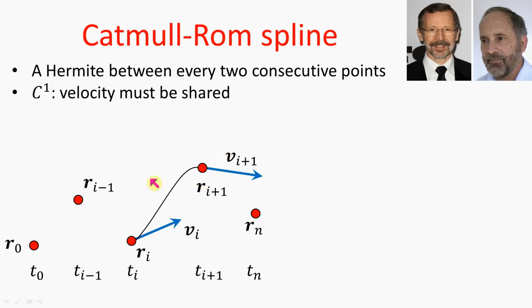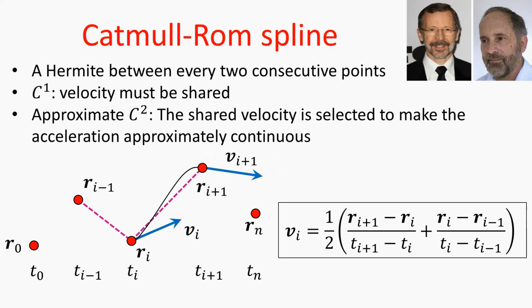To step even further, we want to have at least approximately C2 continuity. That is, the continuity of even the second derivative. C2 continuity is approximately guaranteed by the Catmull-Rom spline with a clever heuristic. We can use arbitrary velocity vectors that are shared by two subsequent curve segments. This velocity vector should be selected in a way that the second derivative continuity is at least approximately guaranteed.